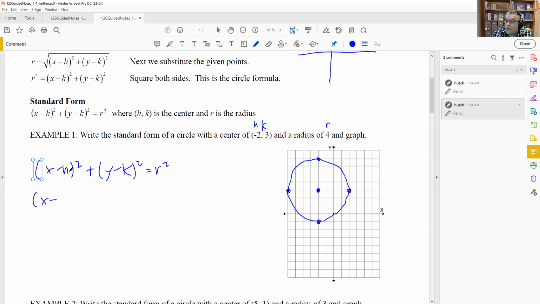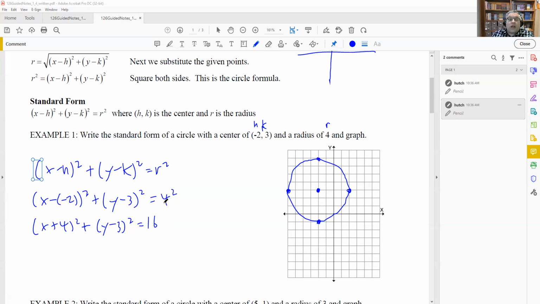So I have x minus -2, and I have y minus k, which is 3. That's quantity squared. And then I have 4 squared right there. I can simplify this: (x plus 4) squared plus (y minus 3) squared equals 16. So this down here, that last line there, that's going to be the answer that you'll type in for the equation, the standard form equation of a circle. That would be this one right here.